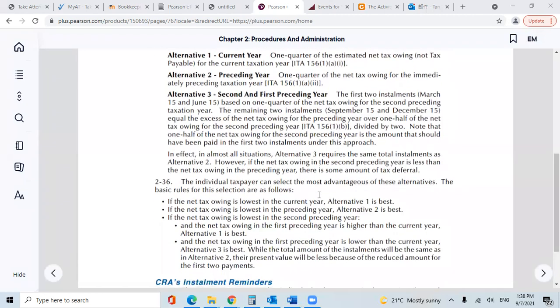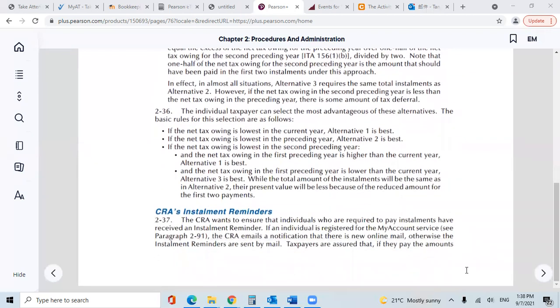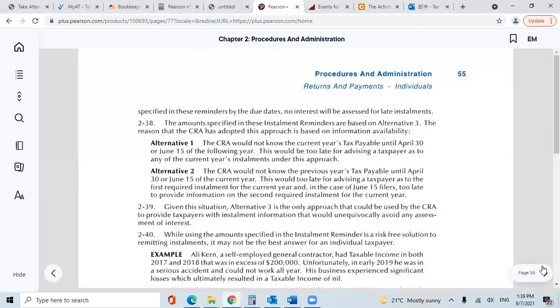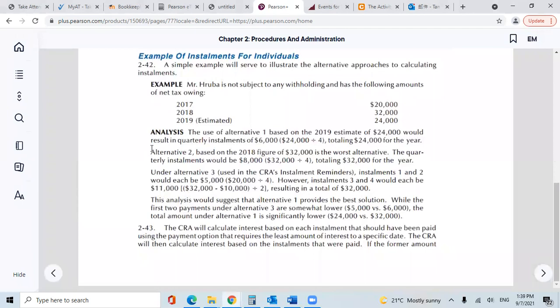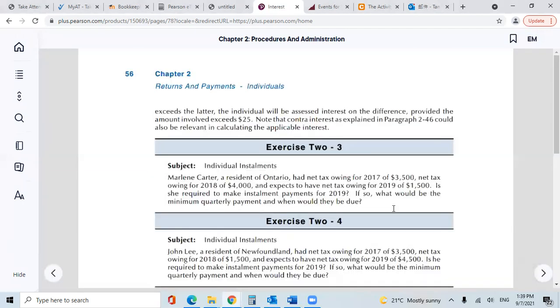Now we know that the best choice always depends on the lowest amount, the most beneficial for the taxpayer, I mean. Now we're doing some examples. First of all, we have some exercises from our textbook. We could do the textbook exercises first. We have these examples from the book, and then we'll do an exercise together.